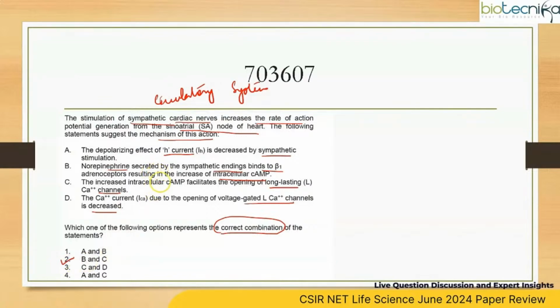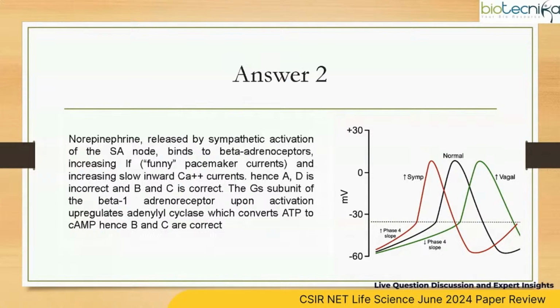B and C are the correct statements over here. So first we have to consider what all happens when there is sympathetic stimulation of the autonomic nervous system. The first statement says the depolarizing effect of IH is decreased by sympathetic stimulation. This graph is very important, not only for this exam; many times the same type of question is asked in previous year question papers also. Already in the class we have discussed this graph.